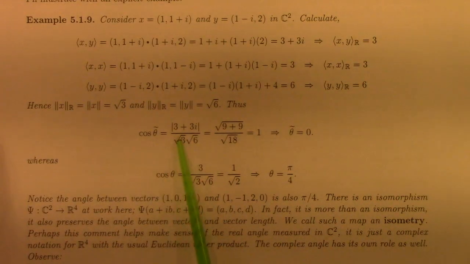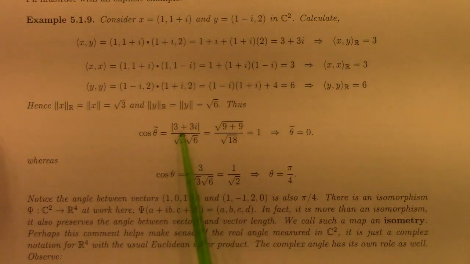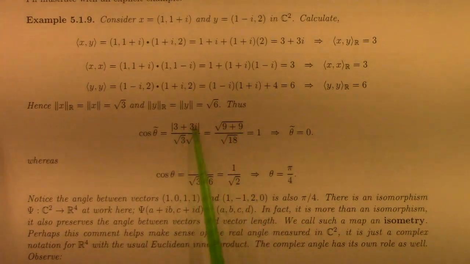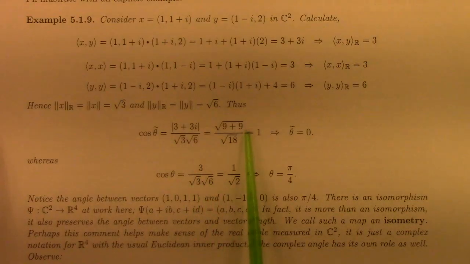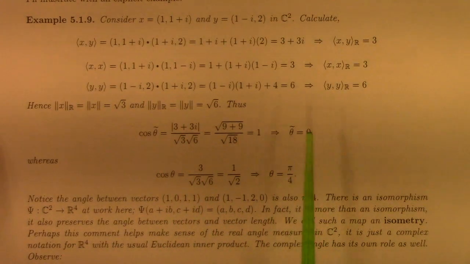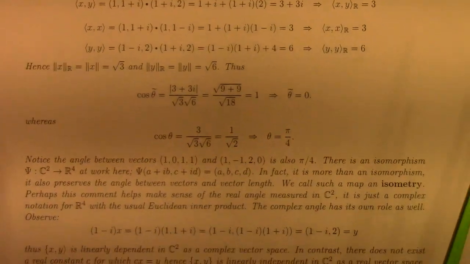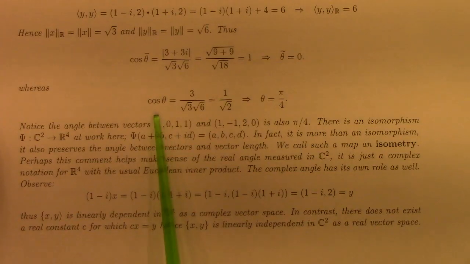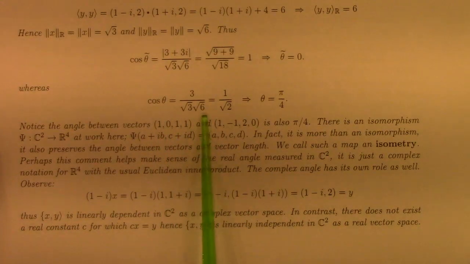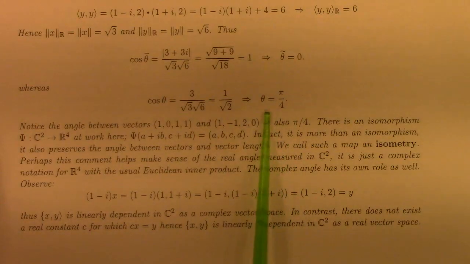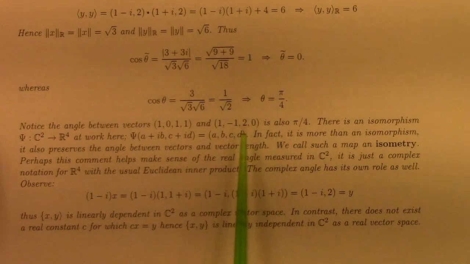And so cosine theta tilde is the length of 3 plus 3i, which is the square root of 9 plus 9, which is 18, divided by the square root of 18. So cosine theta tilde is equal to 1, which means theta tilde is 0. Whereas on the flip side of things, the real angle between these two vectors would be given by 1 over root 2, which means that the real angle between them is pi over 4.